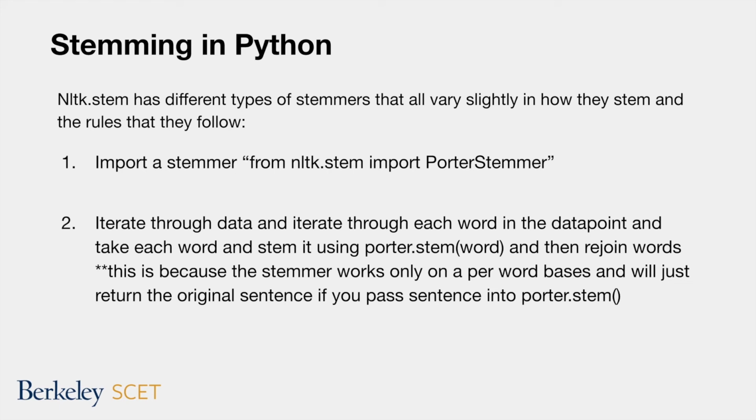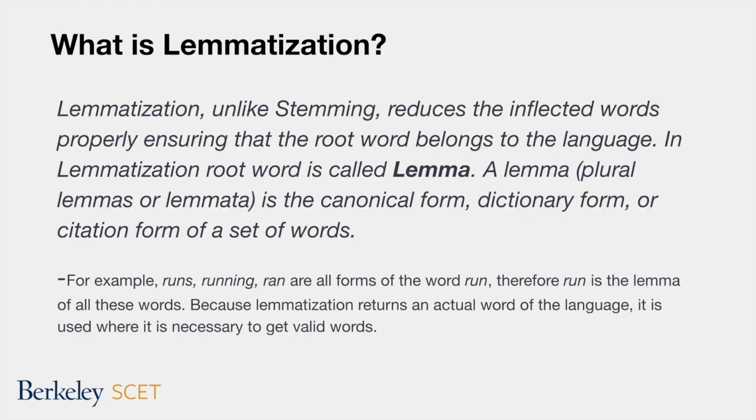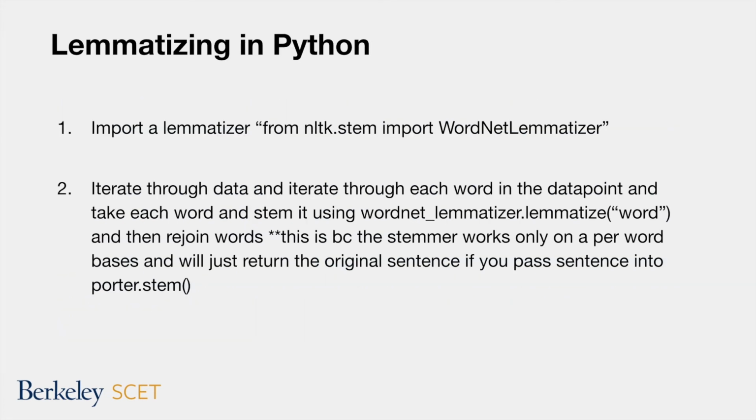So moving on to lemmatization. Unlike stemming, it reduces inflected words properly, in that the word it reduces to is an actual word in the language. It's very similar because it returns essentially the root word, but in this case it makes sure that it's an actual word. So if you're working with a data set and you need the word to be an actual word in the language, it's important to use lemmatization instead of stemming.